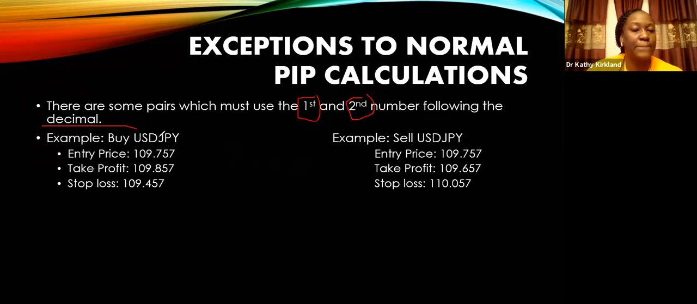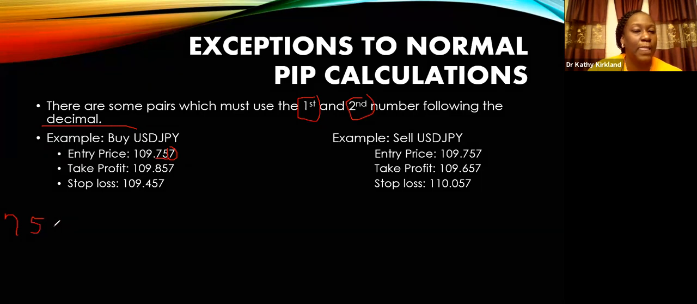So for an example, if you had buy USD JPY, your entry price is 109.757. So that first and second number is 75. So that would make the 7 the pipette. The third number would be the pipette. So we would take the 75, which is the first and the second number behind the decimal place. We would add 10 to that, which would give us 85. And we would put the 85 right behind the decimal place in the first and the second number again. First and the second number behind the decimal place. And it would give us a take profit of 109.857 because we keep our pip at the same.